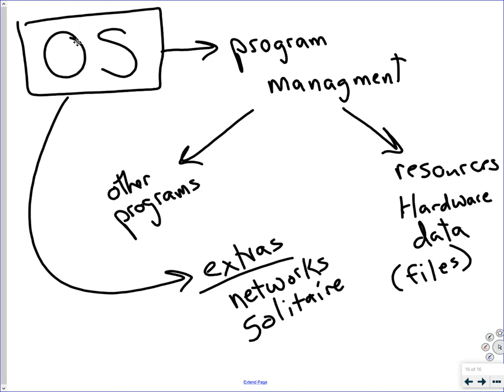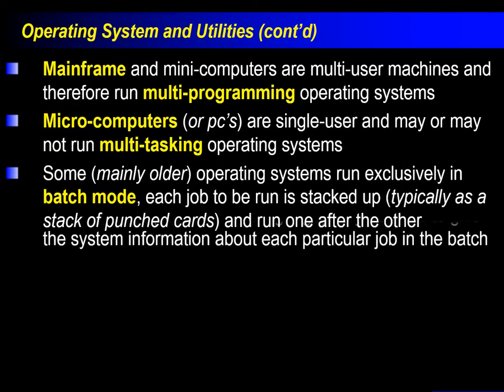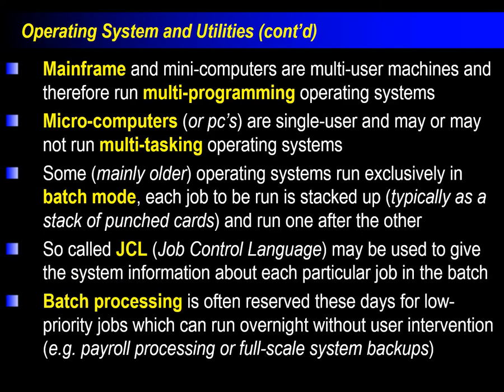Picking up where we left off yesterday, we were talking about systems other than personal computers, for example, mainframe computers. Mainframes and minicomputers are machines that run multi-programming operating systems. Microcomputers, like personal computers, for single users, run multitasking operating systems. You can do more than one thing at a time.